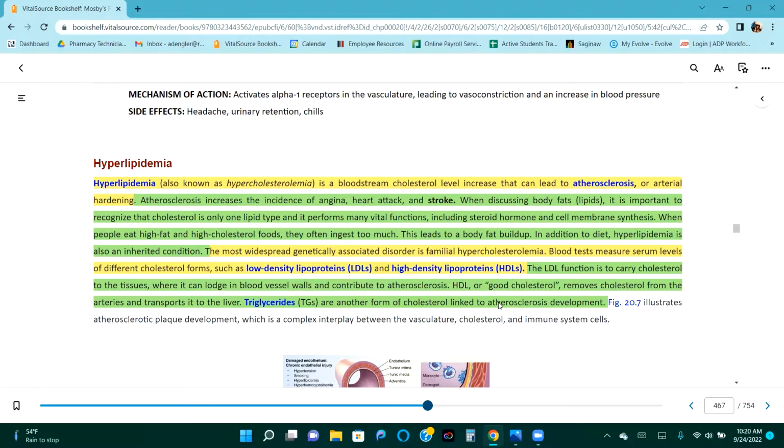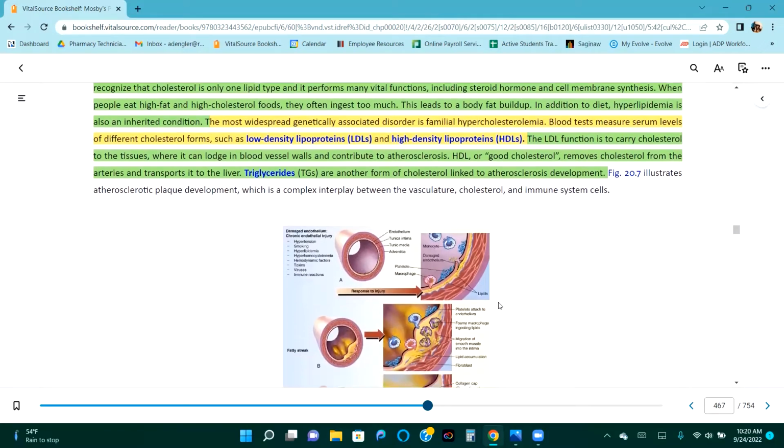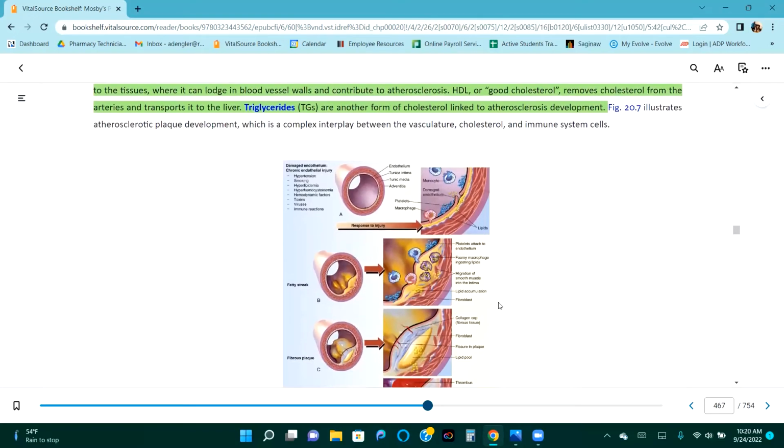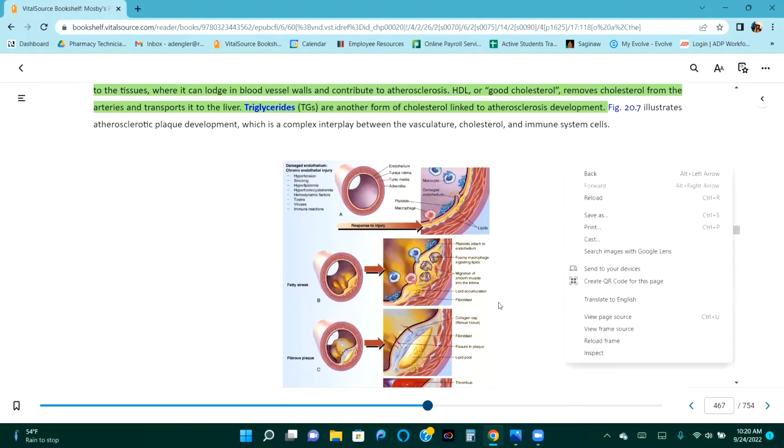Blood tests measure serum levels of different cholesterol levels, such as low density lipoproteins and high density lipoproteins. The LDL function is to carry cholesterol to the tissues where it can lodge in blood vessel walls and contribute to atherosclerosis. HDL, or good cholesterol, removes cholesterol from the arteries and transports it to the liver. Triglycerides are another form of cholesterol linked to atherosclerosis development.